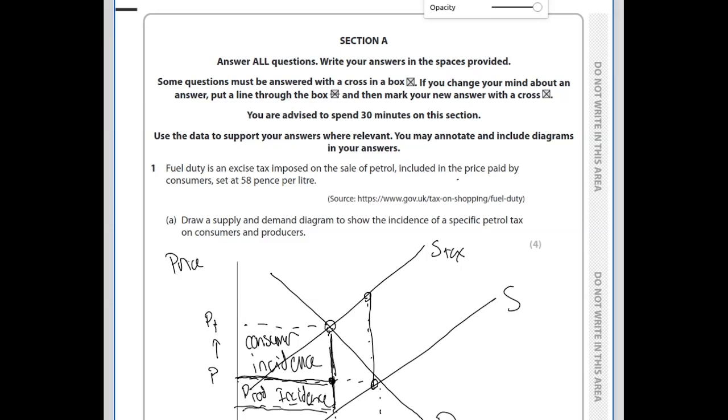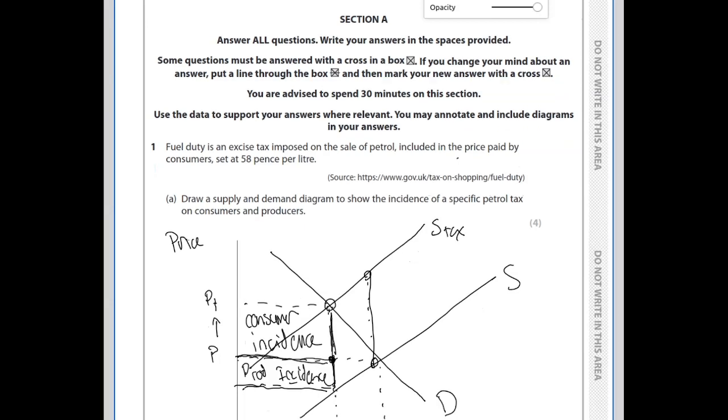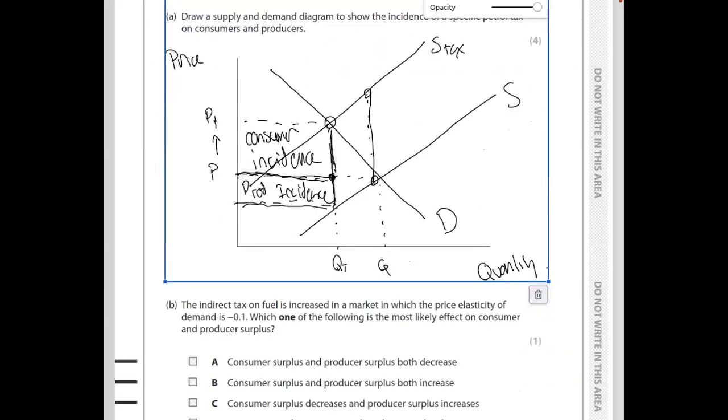Because if you have, say, a price elasticity of demand that's really elastic, so a high number, that's going to mean that consumers are likely to stop using the product if you put the price up. So producers tend to avoid putting the price up, and they're going to pay more of the tax burden themselves.